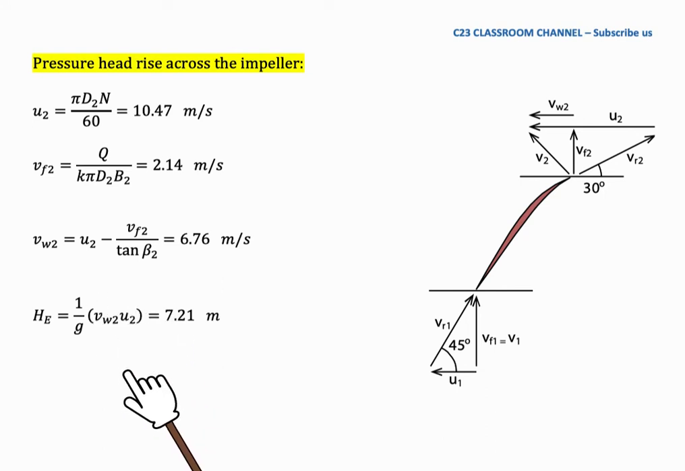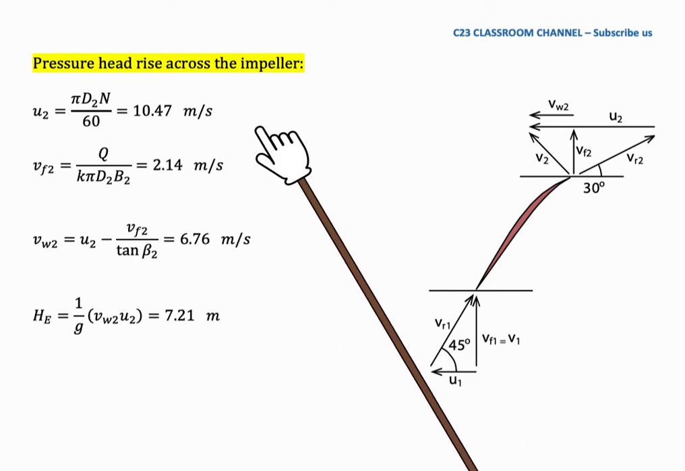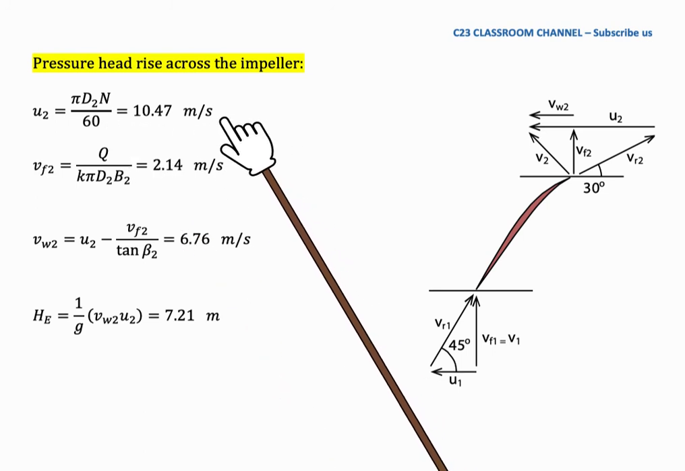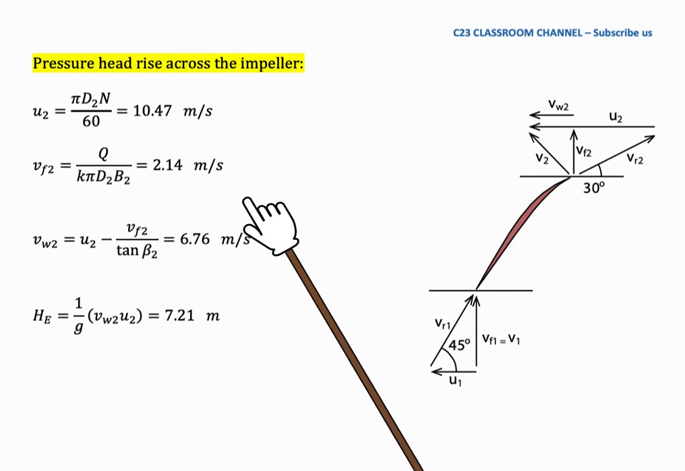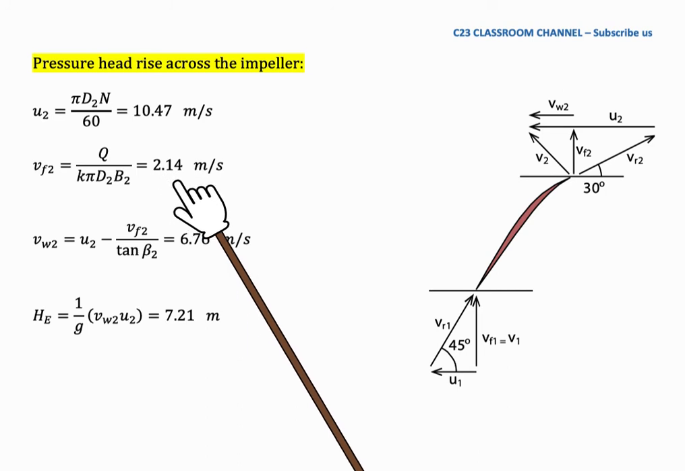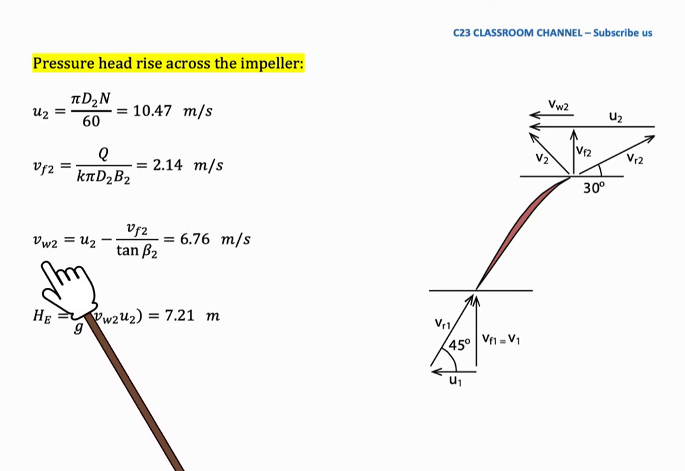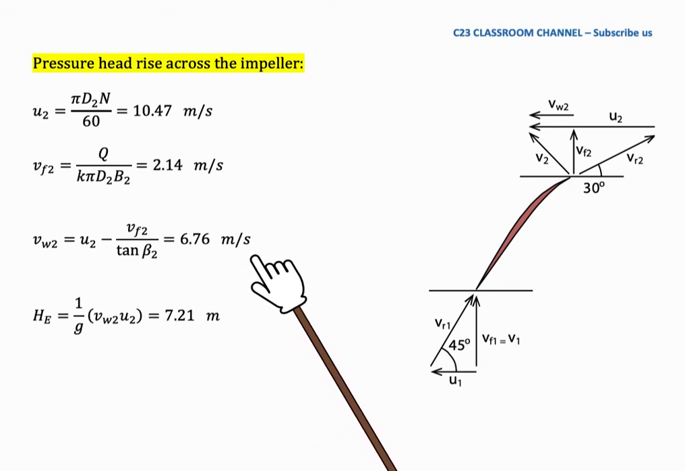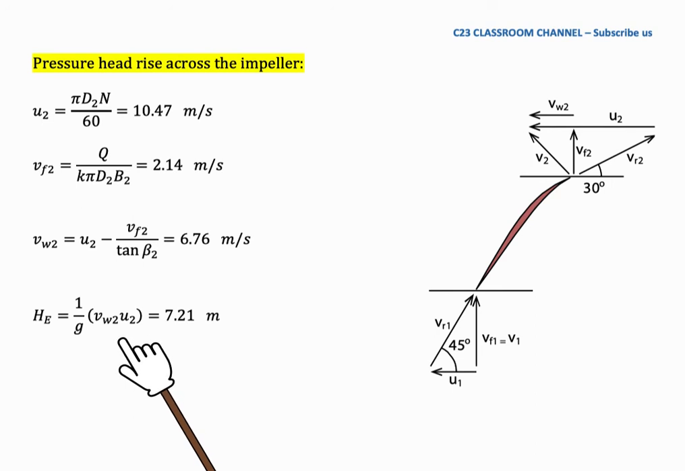To calculate this, we need the value of u2 and whirl 2. We could calculate u2 using this equation, and it is equal to 10.47 meters per second. Then we could calculate Vf2, which is equal to 2.14 meters per second. Then we could calculate whirl 2, and it is equal to 6.76 meters per second. Then we substitute all the values into this equation. We calculate that the Euler head is equal to 7.21 meters.